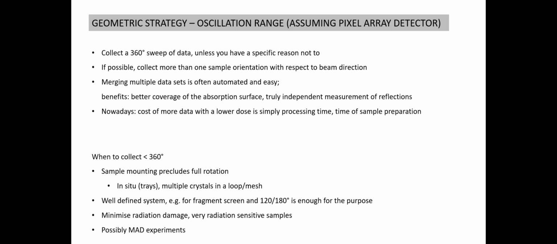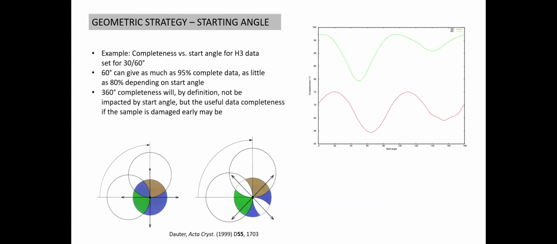Now, there are cases still where you would probably want to collect less than 360 degrees of data. For instance, if your sample mount precludes full rotation, or if you're really pressed for speed, or if you have very radiation sensitive samples, for instance, possibly for MAD experiments where you need to collect many different data sets at different energies on the same crystal ideally. So only in those cases where you would collect less than 360 degrees, the starting angle is really still of importance. And again, I refer to papers here by Dauter.